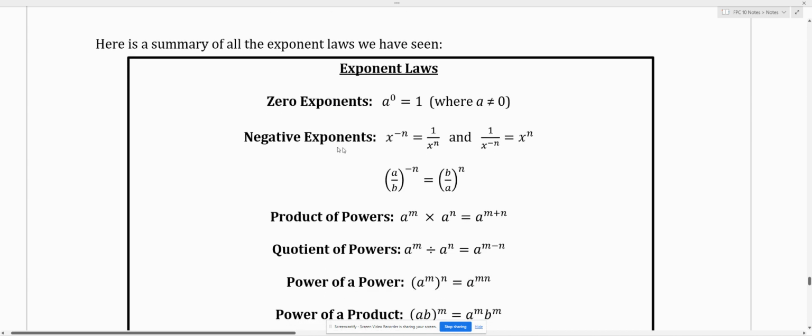So let's just review these laws really fast because we've been working with them a lot. Our zero exponent law is anything raised to the power of zero is one. We learned about negative exponents last time, and we could write this over one and this over one, but basically what's happening is it moves the power and the negative goes away. So if it's on top, it goes to the bottom and it becomes positive, and vice versa. On the bottom, it moves to the top. This also is applicable to fractions, so if we have a fraction raised to a negative exponent, all we have to do is flip the top and bottom and it becomes a positive exponent.